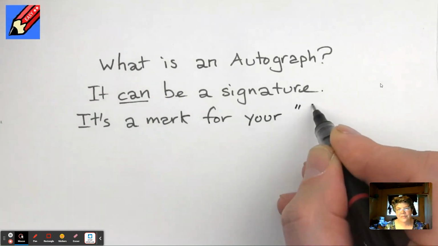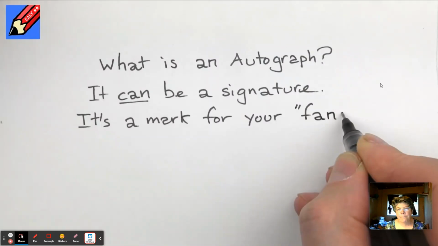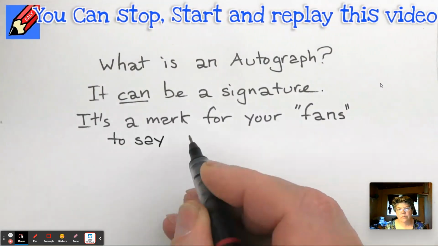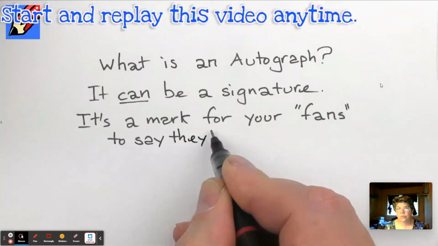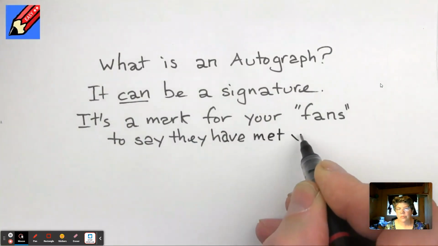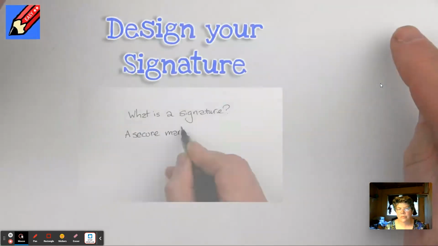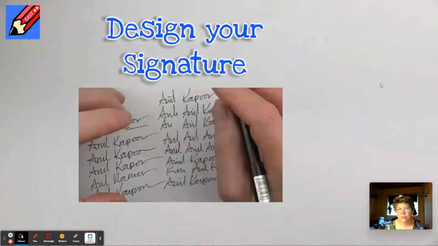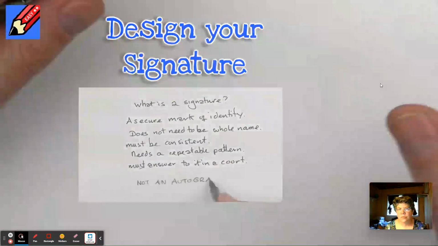And so when fans come up with an autograph book and say, "Will you please sign my book?" you don't give them the signature that you put on your checks and your contracts and things like that, so that people can't forge it. You give them a different signature, which is usually well designed. Now, you'll probably want to go and see my other video here, which is how to design your own amazing signature, because it's a similar kind of thing.